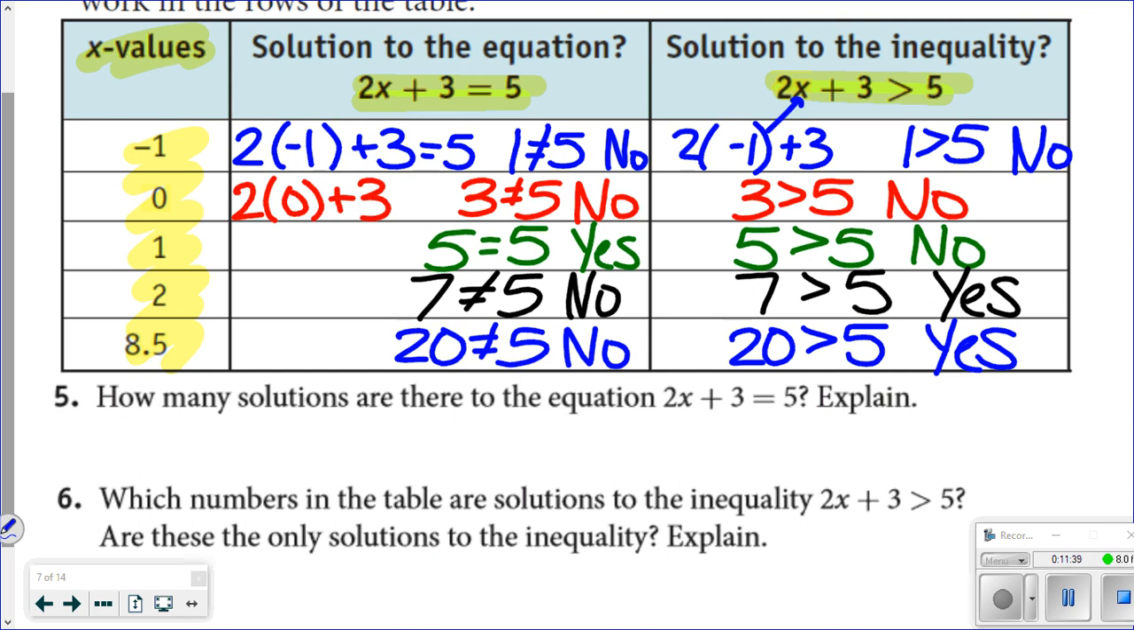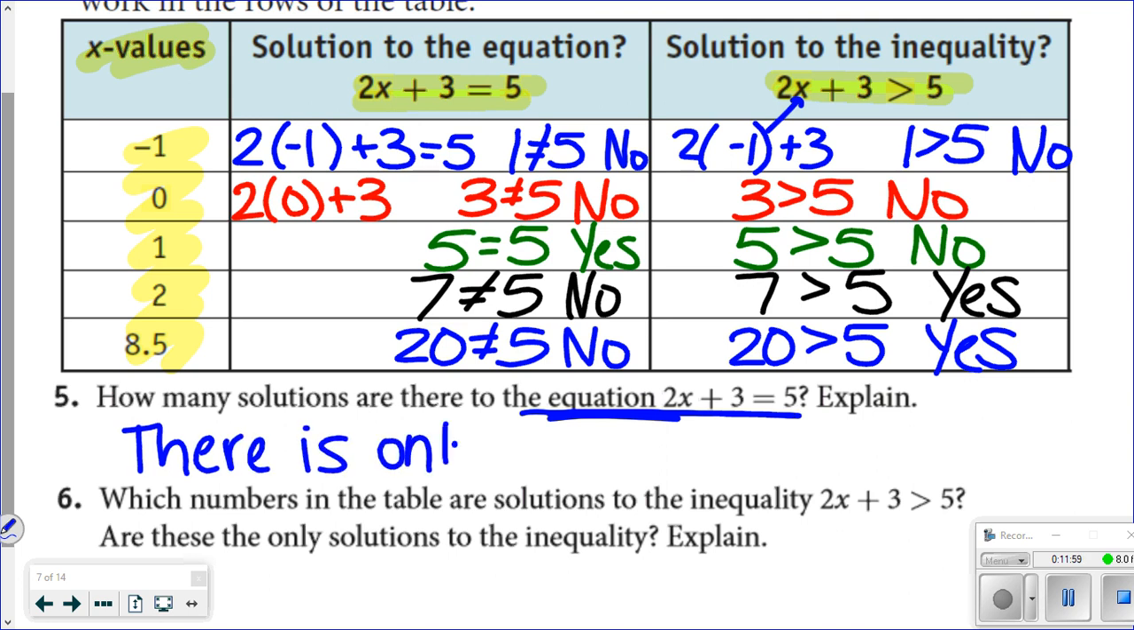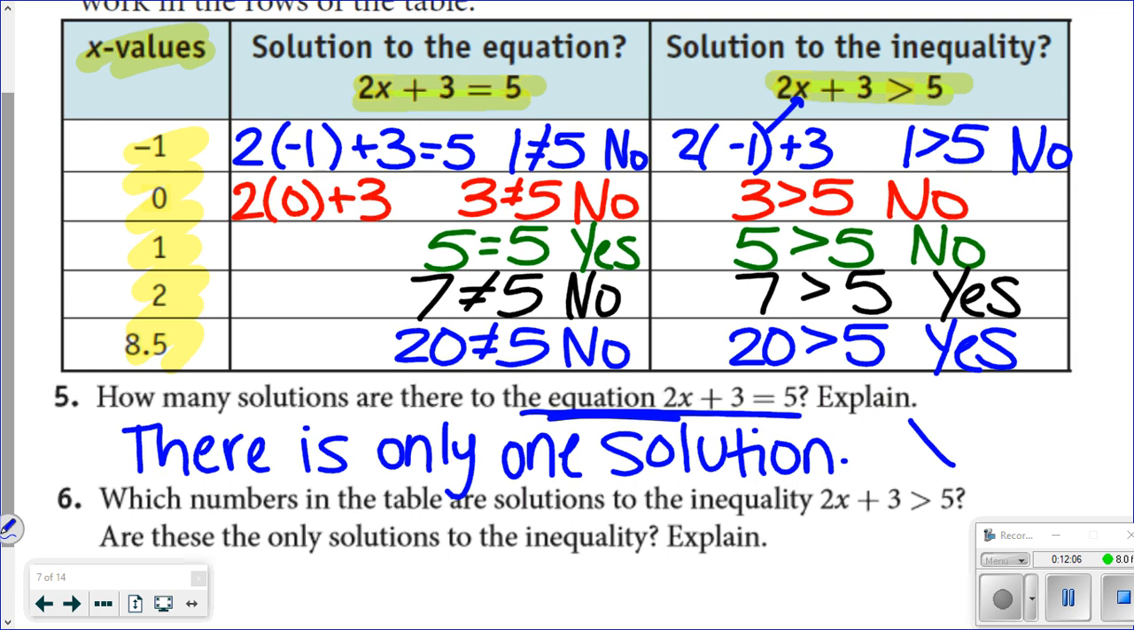So if we look at these two columns for question 5, how many solutions are there to the equation? So how many times did we say yes? Just once. There is only one solution. What is that solution or the answer? It's x equals 1. That's the only time we made it a true statement, the only time we wrote yes.